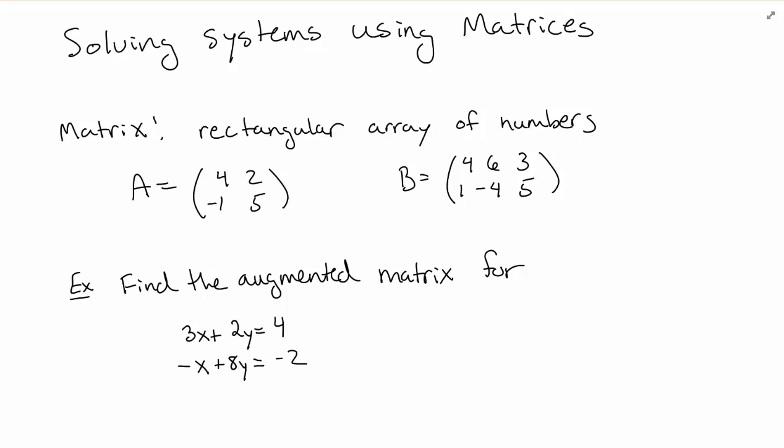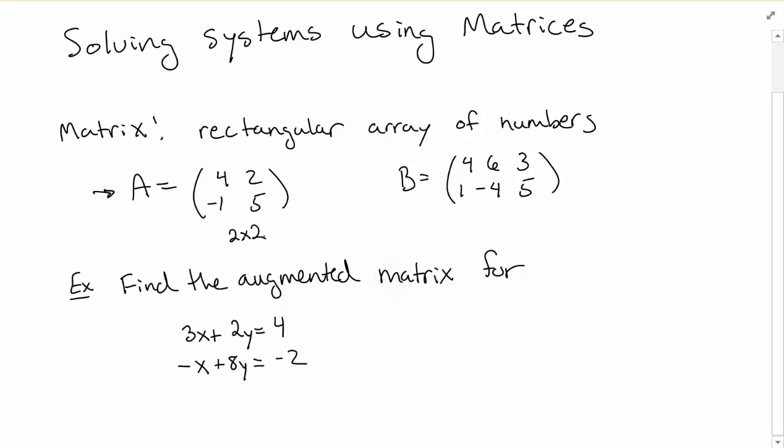Let's talk about solving systems using matrices. Matrices is the plural for matrix. A matrix is a rectangular array of numbers. For example, the matrix A is equal to top row 4, 2, second row -1, 5, is a matrix. Or B is first row 4, 6, 3, second row 1, -4, 5, is also a matrix. Okay, so A is a 2 by 2 matrix.